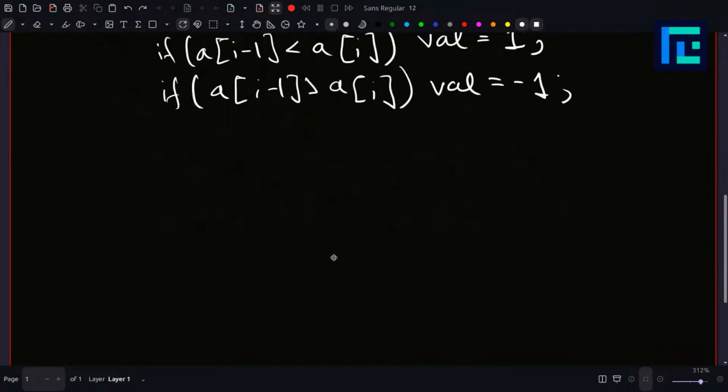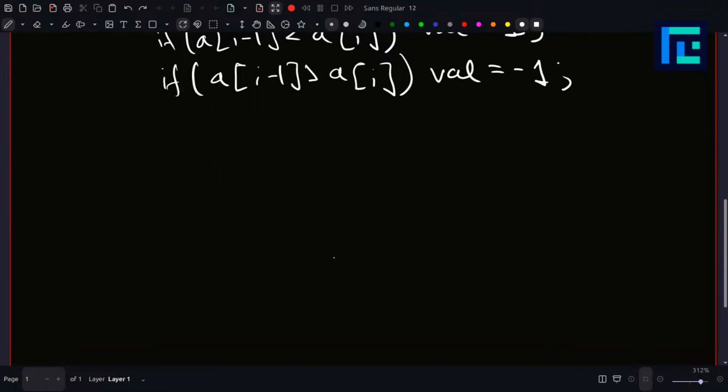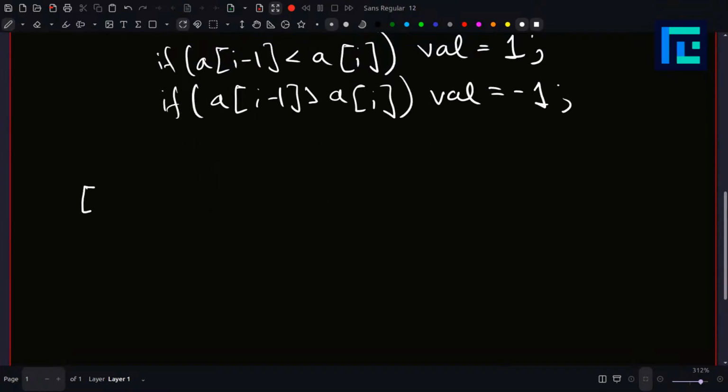And then one more thing, we will only push the changes when it differs from the previous change. So what do I mean by that? For example, if you're given an array which is like 1, 2, 4, 3, 2, 1, 5, 7, 8.